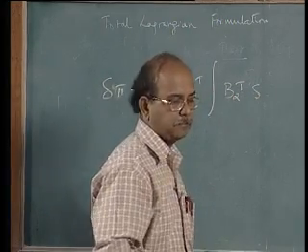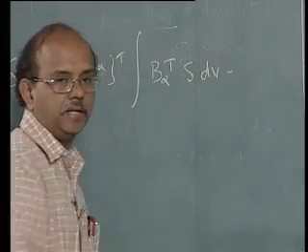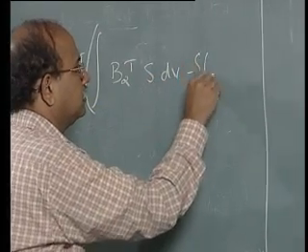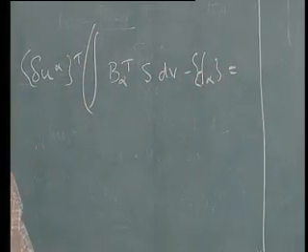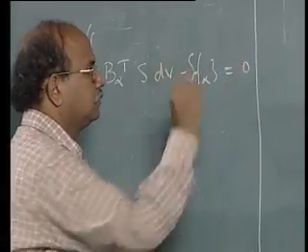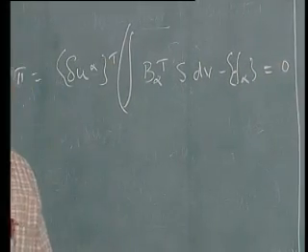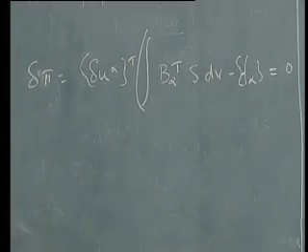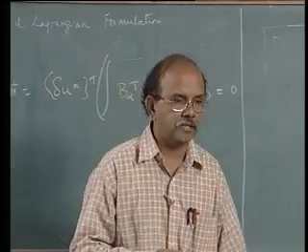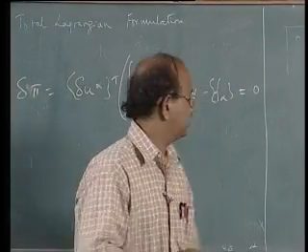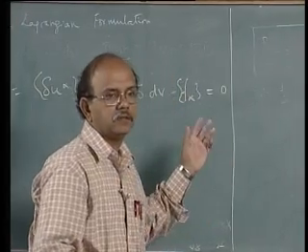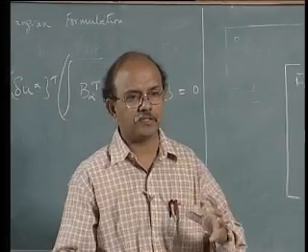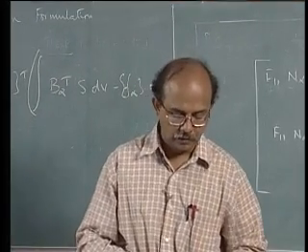Yes, dV minus f alpha is equal to 0. This was exactly the way we had written before, and this gives rise to f alpha, of course, if you want a matrix, and f alpha is, of course, the one which consists of the body forces and the surface forces. Right.